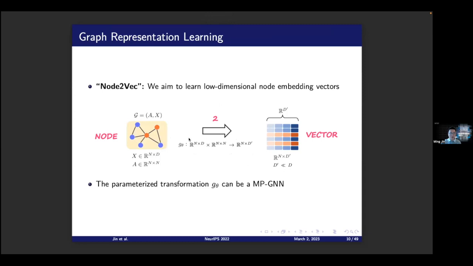And on top of this formulation of the GNNs, we have the problem of graph representation learning. It is one of the most fundamental research questions in real world graph systems, where we aim to learn low dimensional node or edge embedding vectors. These low dimensional embedding vectors allow us to conduct certain downstream tasks, whether node level or edge level classification, regression, and so on. Of course, in this paradigm, given the graph, we can map each of the nodes to the embedding vectors with the model G theta. This model can, of course, be the MPGNN as I mentioned.